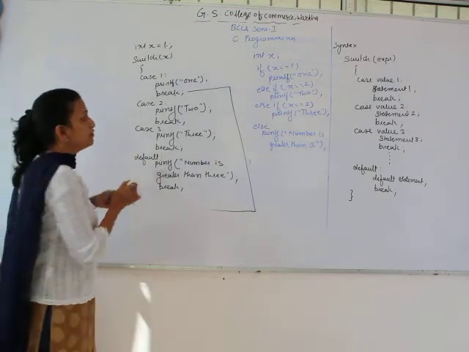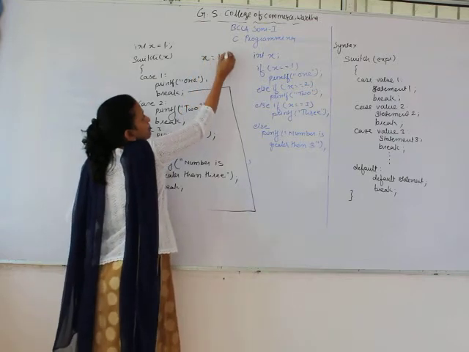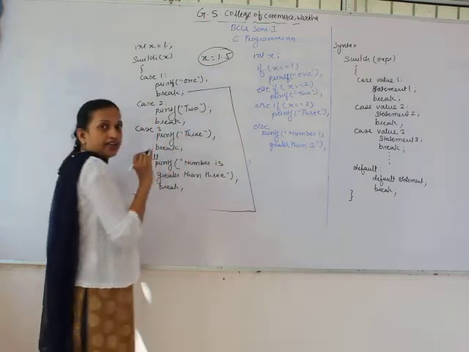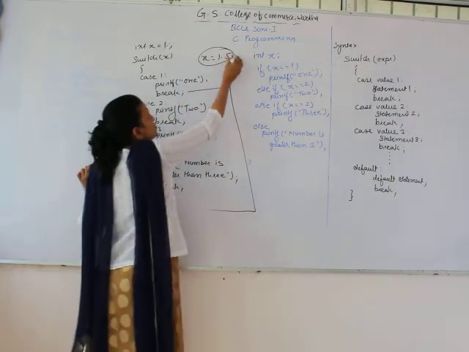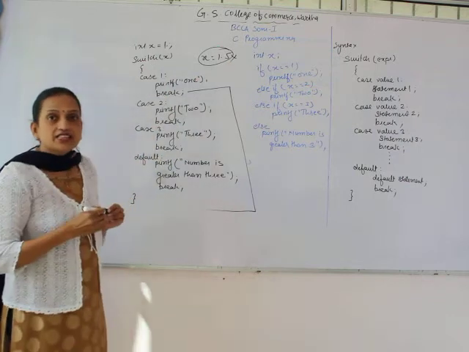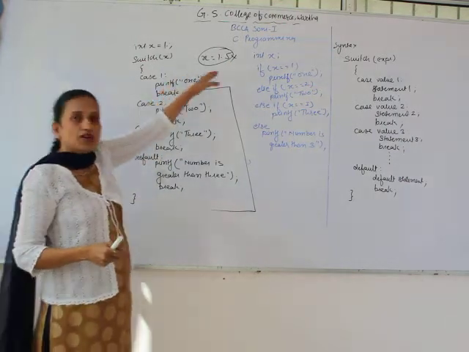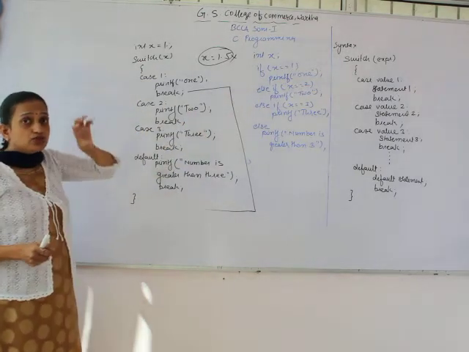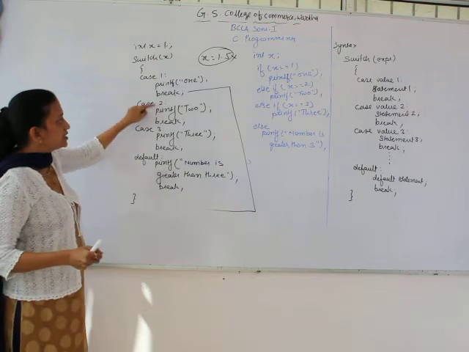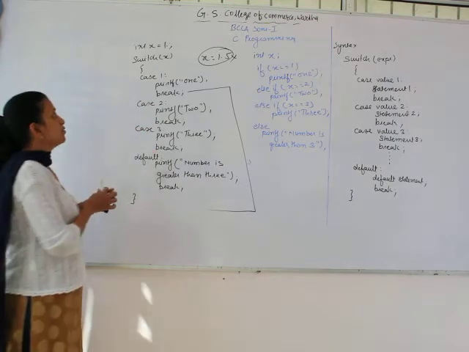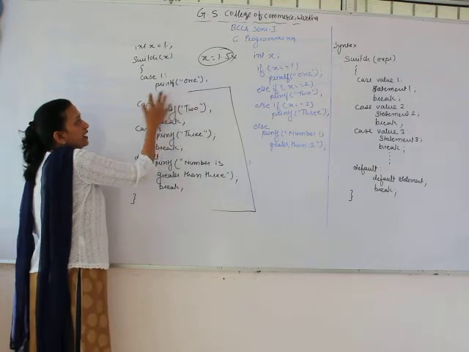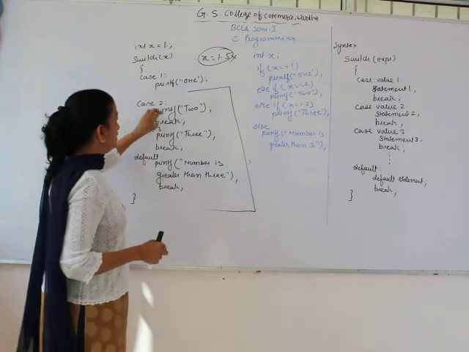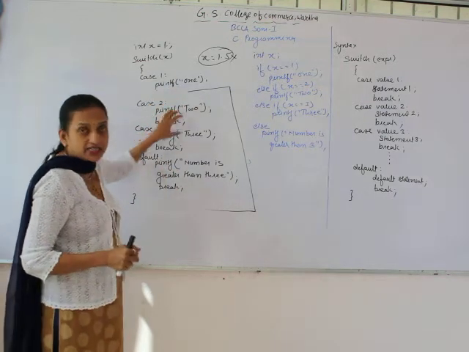If the value of x is 1.5, such a kind of value is not allowed in a switch case statement. Okay, so it will cause an error. Now the next is, you must add the break statement for every case. If you are not adding the break statement for every case, what will happen? The statement associated with the next case gets executed.